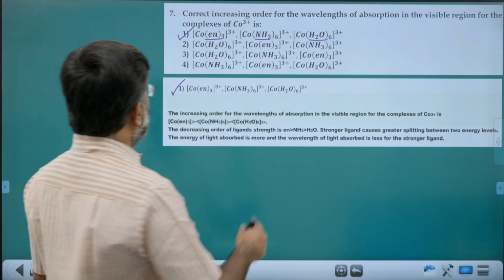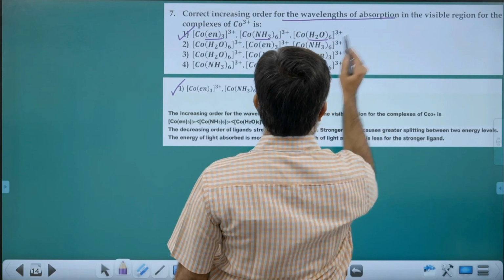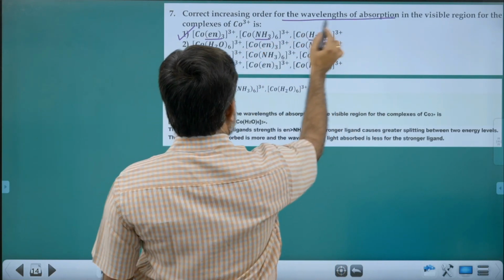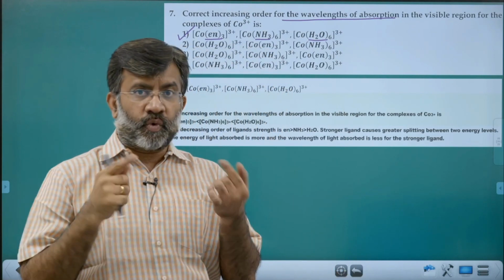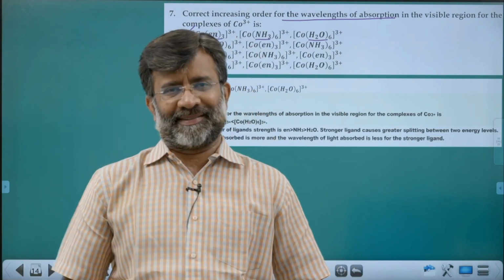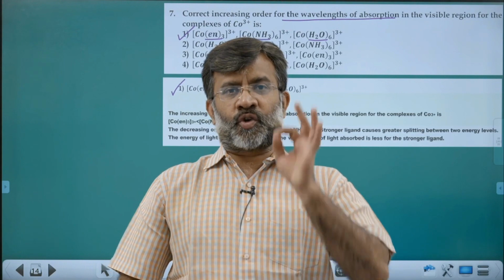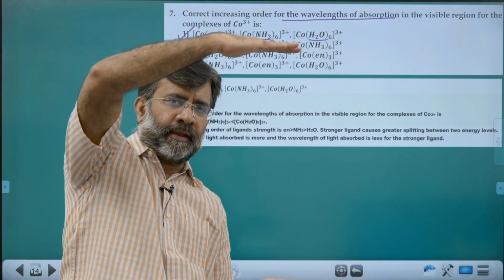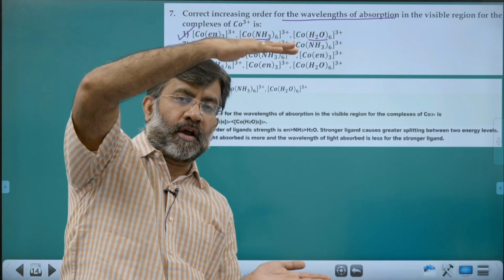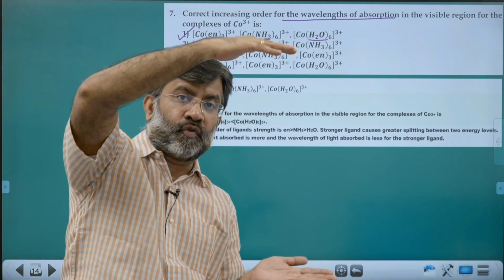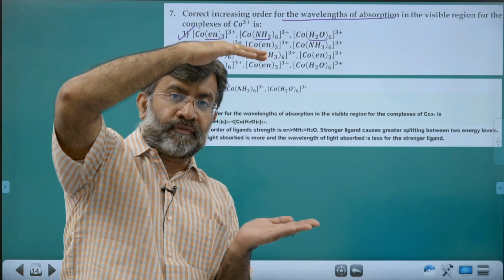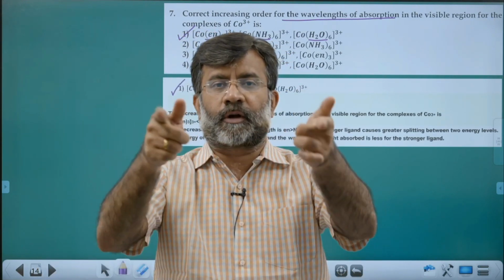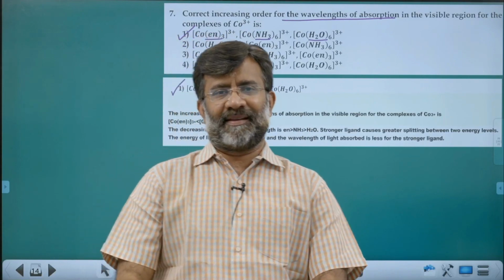We want increasing order of wavelength. So wavelength is maximum here and wavelength is minimum here. Suppose instead of wavelength it is frequency asked, just opposite. So stronger the ligand, stronger will be the splitting, greater will be the energy for transition, greater will be the frequency for transition, lower will be the wavelength for transition. Okay.